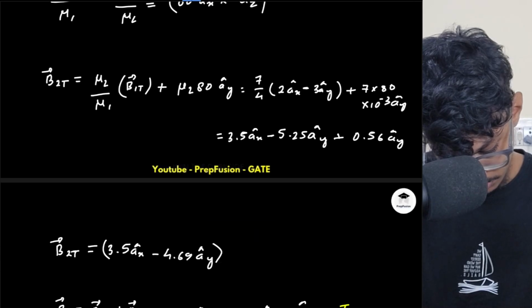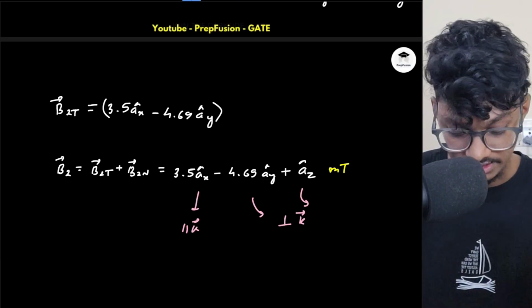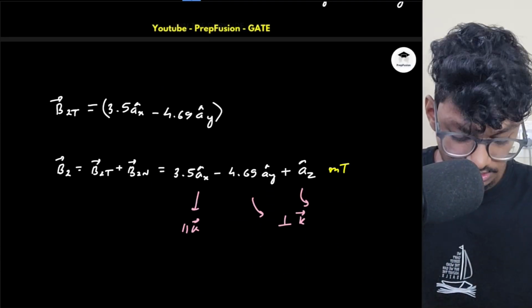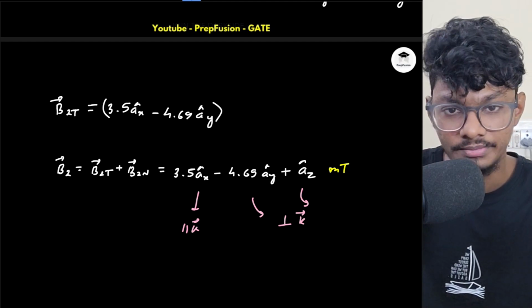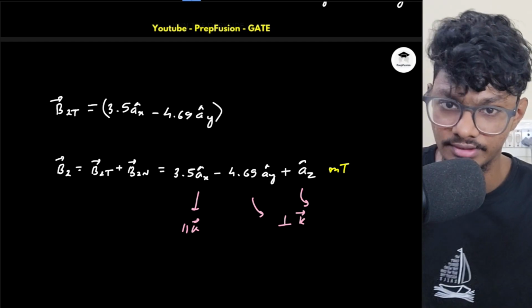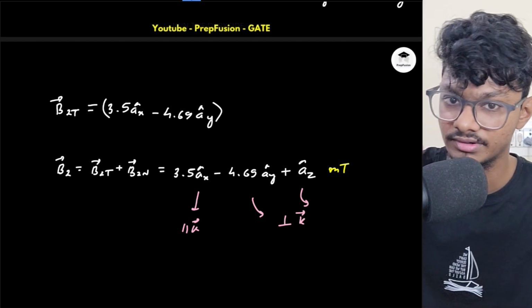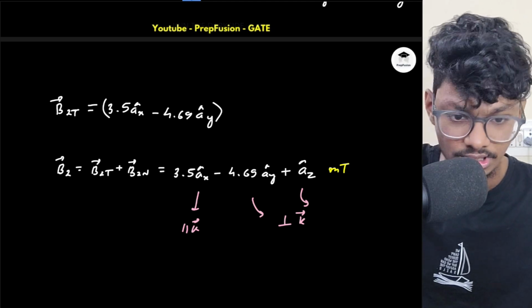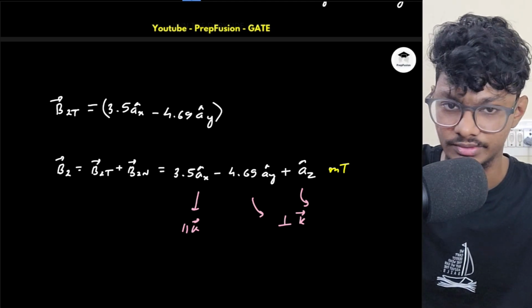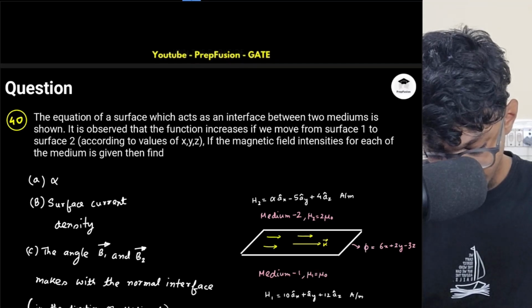Oh, sorry. Actually, this also will change, because here that mu term is there. The magnetic field intensity will definitely remain the same. Magnetic field intensity will definitely be continuous. Obviously, the magnetic flux density has a proportional relationship, so that's why it changes. So that's the thing. Let's solve another question.